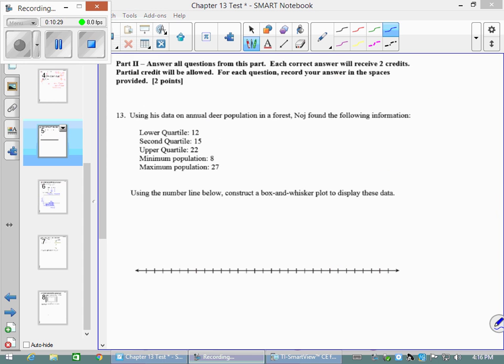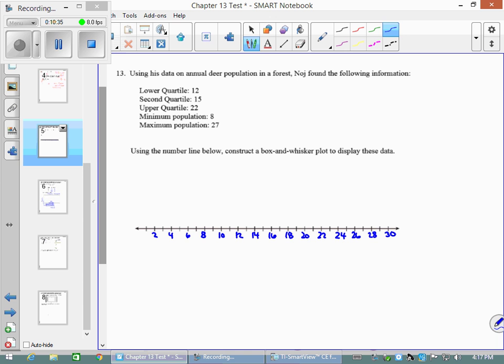Okay, for question 13, we were given data on an annual deer population in a forest, and the following information was found. The lower quartile, otherwise known as Q1, is 12. The second quartile, otherwise known as your median, is 15. Upper quartile, otherwise known as Q3, is 22. The minimum is 8, and the maximum is 27. We were asked to use the number line to construct a box and whisker plot to display the data.